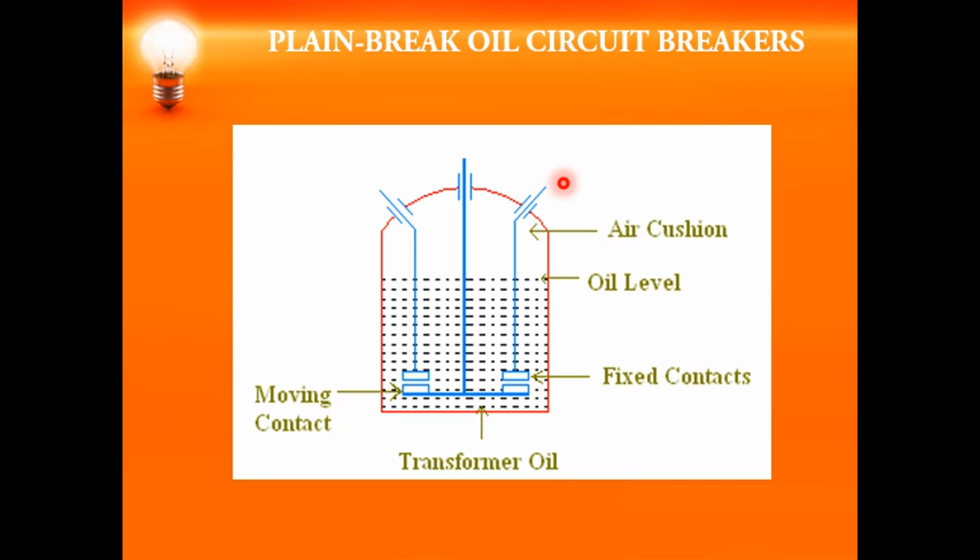This particular plain break circuit breaker is used for low current interruption at comparatively lower voltages. They are used on low voltage DC circuits and low voltage AC distribution circuits. They require a large amount of transformer oil and the speed is slow. They can be used up to 11 kV for interruption, with a capacity of around 250 MVA. This is the plain break oil circuit breaker.